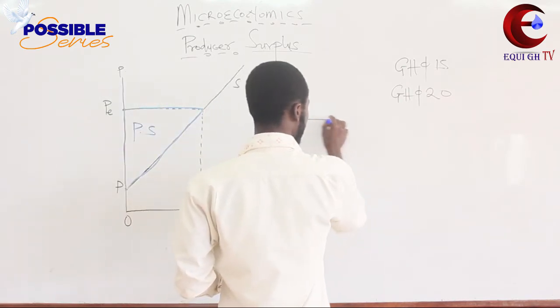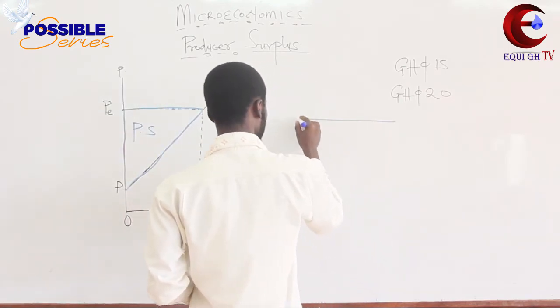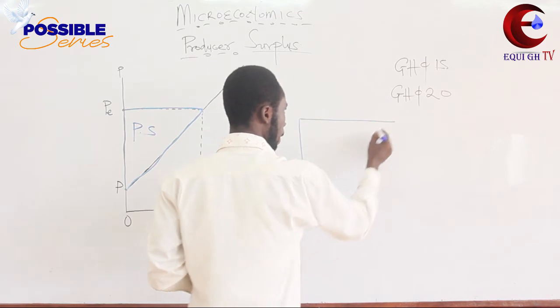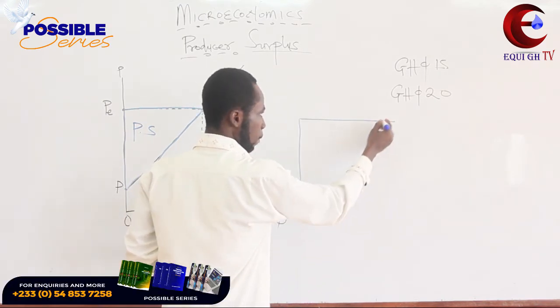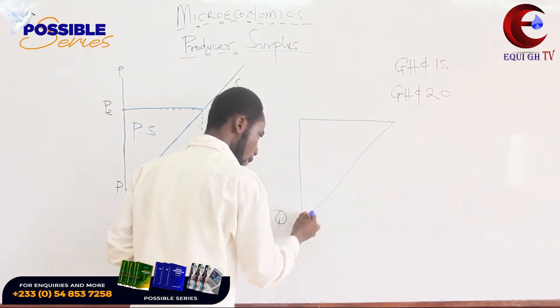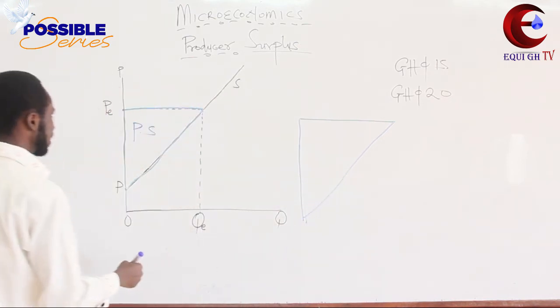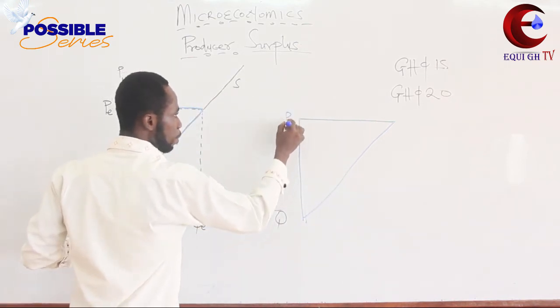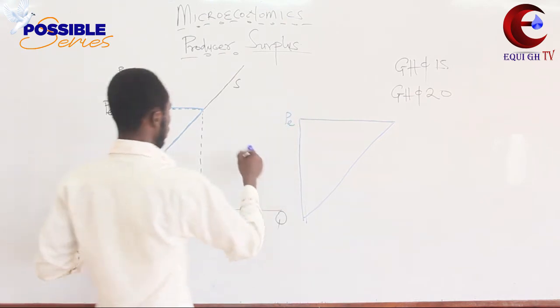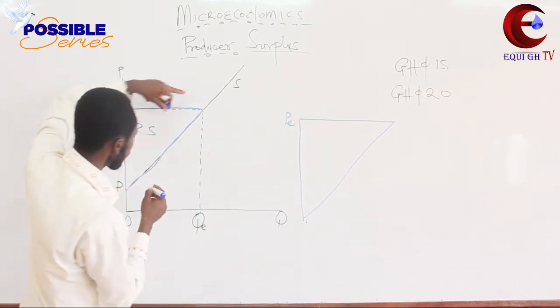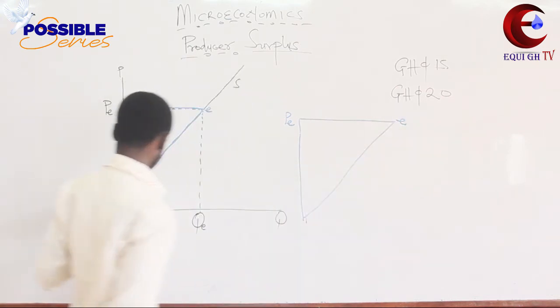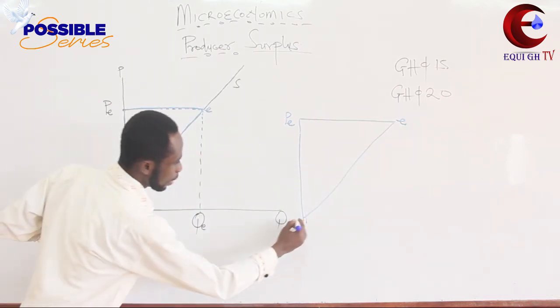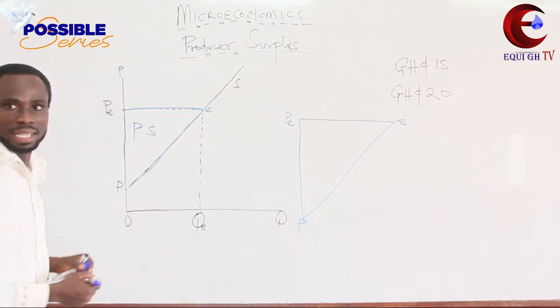So bringing it here, we can see that it is like this. Here is PE, and then here is the equilibrium, and then here is P. I hope it makes sense.